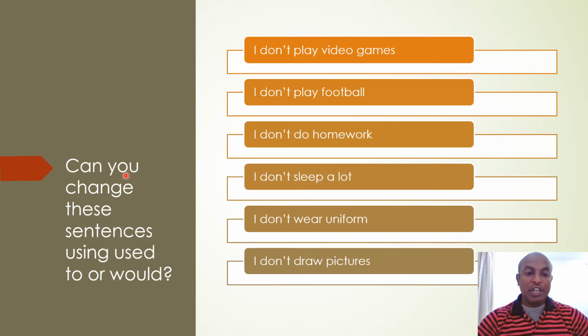Now, can you change these sentences using used to or would? So all these sentences are in negative, present simple. So let's look at the answers. I didn't use to play video games. Don't add D with used. Let's use with would. I wouldn't play football. I didn't used to do homework. I wouldn't sleep a lot. I didn't used to wear uniform. I wouldn't draw pictures. These are some possible answers.